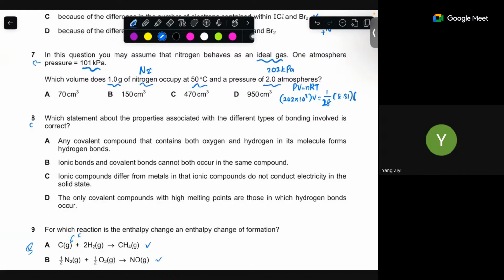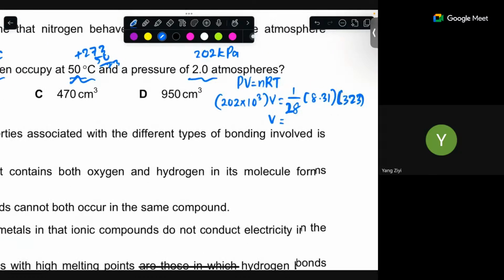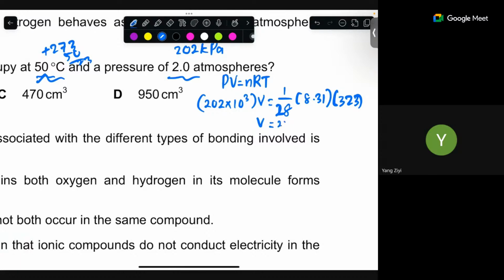And then the T, you need to change into Kelvin, so you need to add 273. So 50 plus 273 is 323. Now I need to find out what my volume is. So 202 times 10 to the power of 3 times 28 divided by 8.31 times 323.